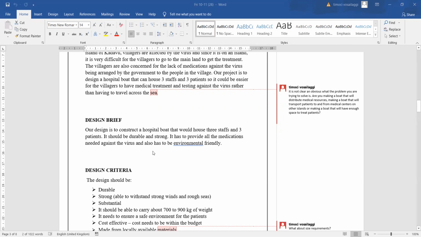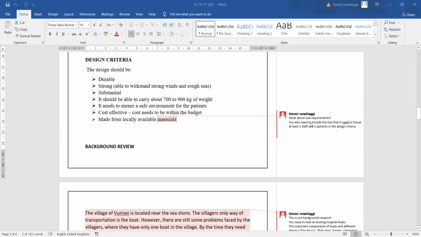Design brief, I thought was done pretty well. Design criteria, I feel like you could have included a few more things. There are certain numbers here that you've mentioned in design criteria, like 700 to 900. Where have you got this value from? Where do you justify 700 to 900 kgs of weight? Is this carrying additional weight apart from the boat, or is it including the weight of the boat? Is this 700 to 900 kgs of medical supplies, or patients and medical supplies, or staff, patients and medical supplies? You have to say where you get this 700 to 900 figure from.